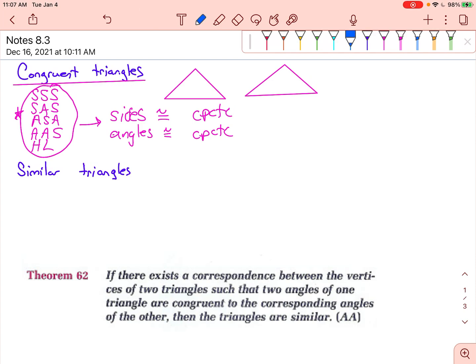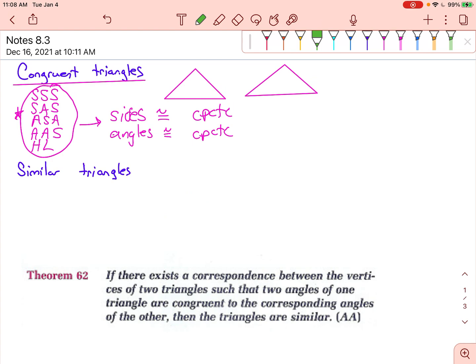We are now jumping ship, and we are moving to similar triangles. Okay, so similar triangles, and it's exactly like what it sounds like. If I told you something was similar, they're alike, but they're not exactly the same. So congruent means exactly the same. Similar means they are alike, but not exactly the same. What we are now going to be working with are triangles that were maybe cloned.